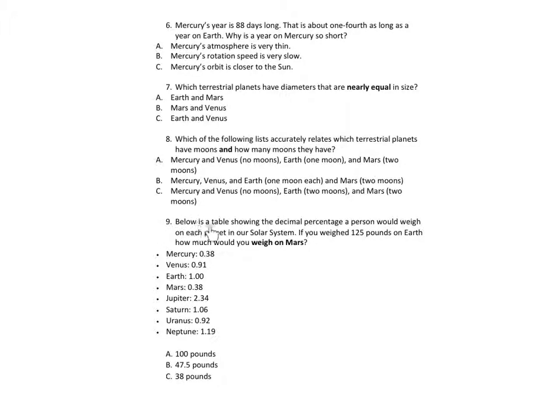Number 9. Below is a table showing the decimal percentage a person would weigh on each planet in our solar system. If you weighed 125 pounds on Earth, how much would you weigh on Mars? Mercury, 0.38. Venus, 0.91. Earth, 1. Mars, 0.38. Jupiter, 2.34. Saturn, 1.06. Uranus, 0.92. Neptune, 1.19. A, 100 pounds. B, 47.5 pounds. C, 38 pounds.